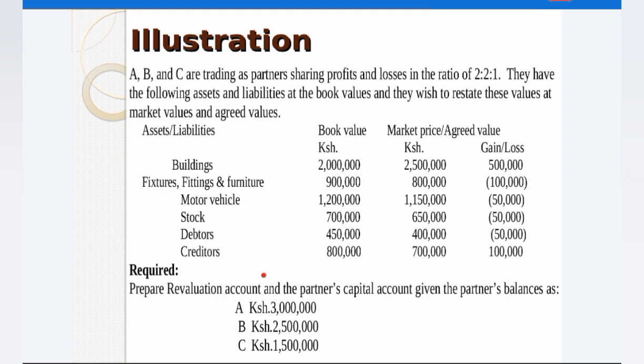To illustrate that, let us look at an illustration for our revaluation of assets and liabilities. A, B, and C are trading as partners, sharing profits and losses in the ratio of 2 to 2 to 1. So the profit sharing ratio is 2 to 2 to 1 for A, B, and C respectively.